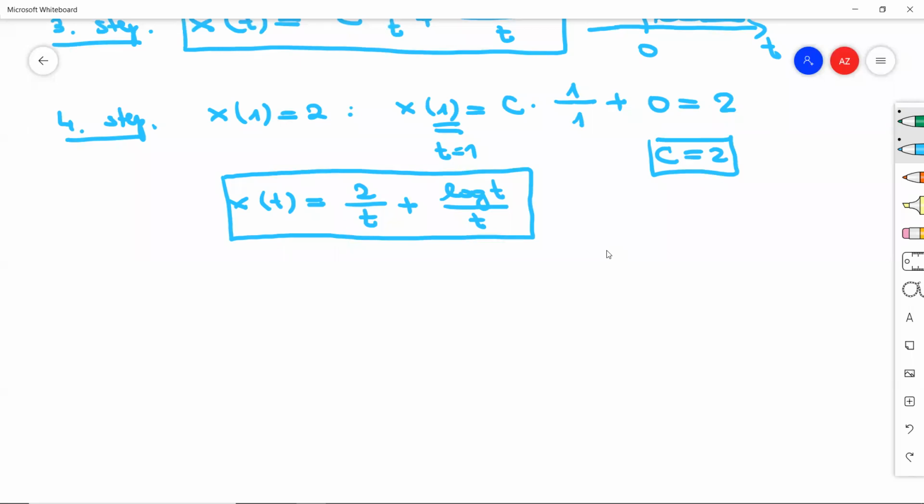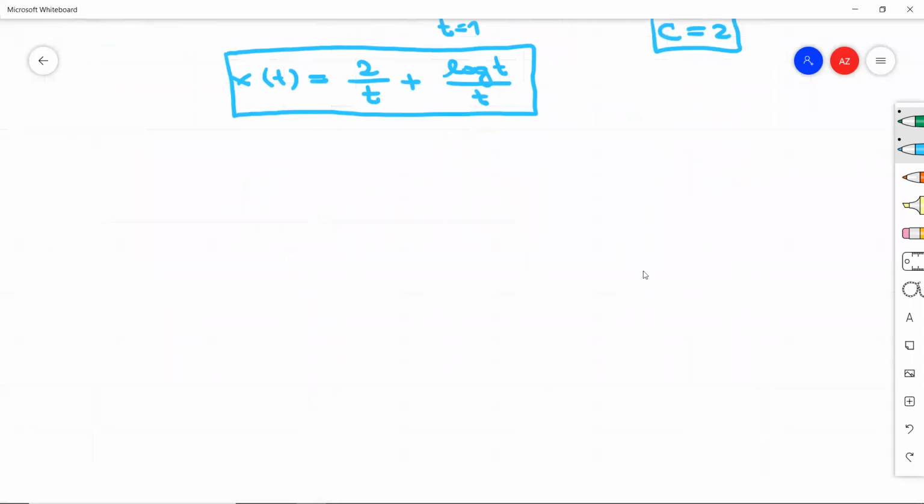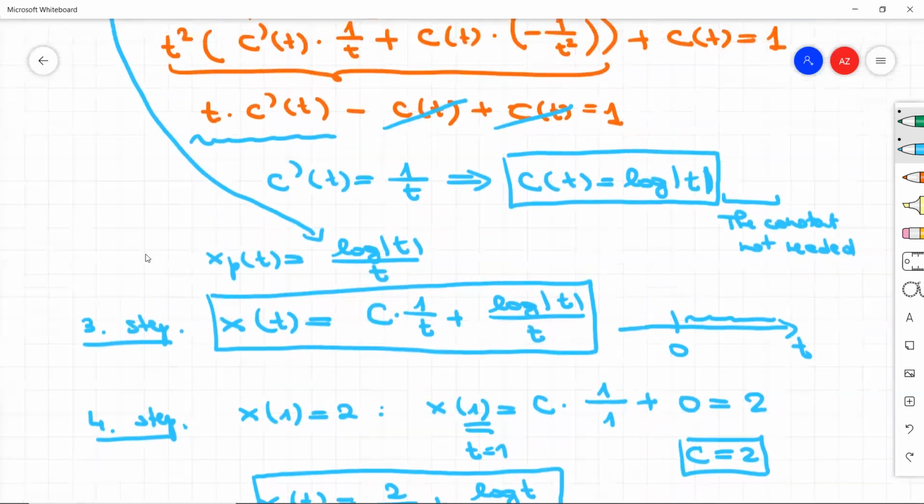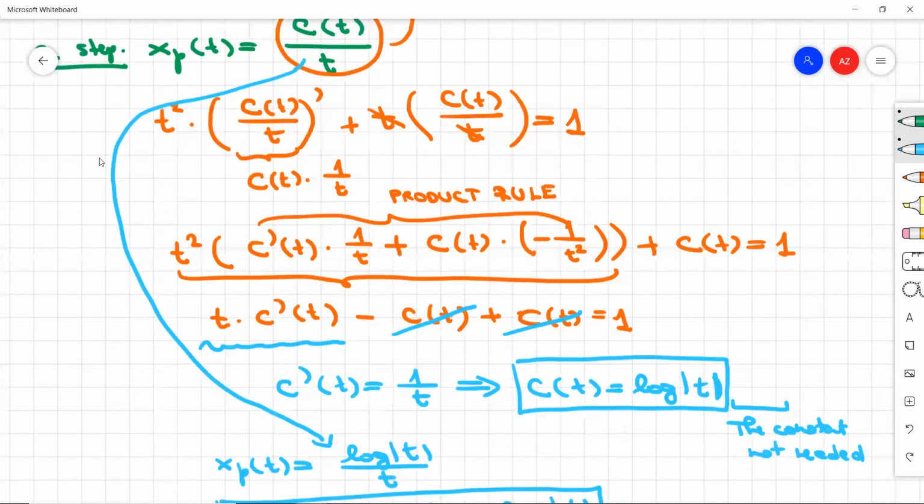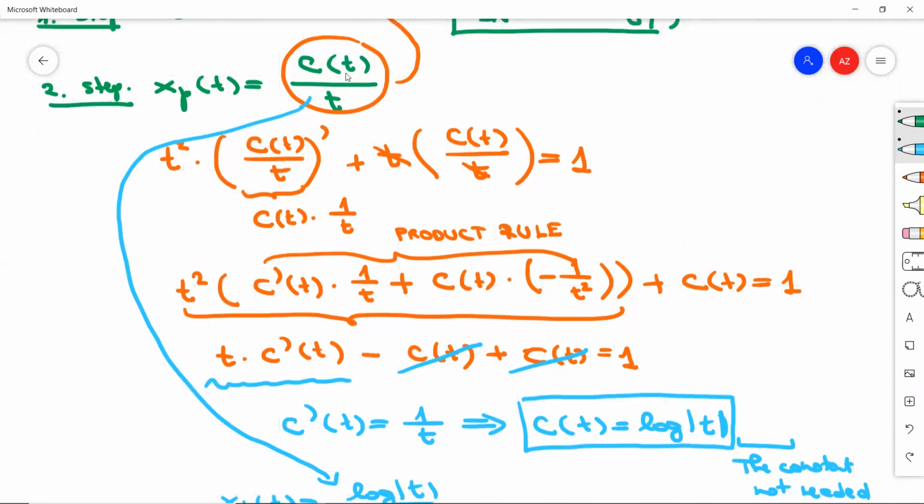So we've seen at the end of the last hour one specific example of a linear differential equation of first order. We solved it by the method of variation of constants. And now I will only comment on the same method working for all linear differential equations of first order. So what we've noticed is that our particular solution was of the form c, which is a function of t, over t.